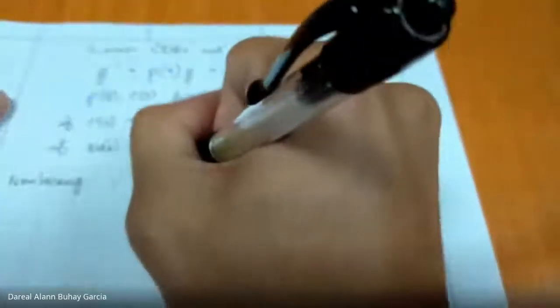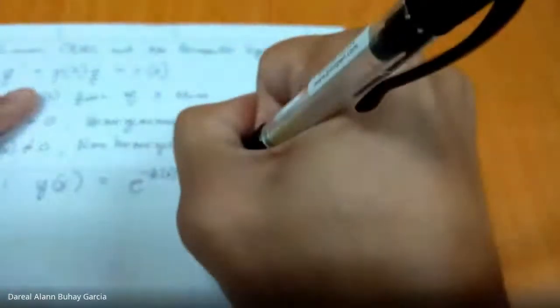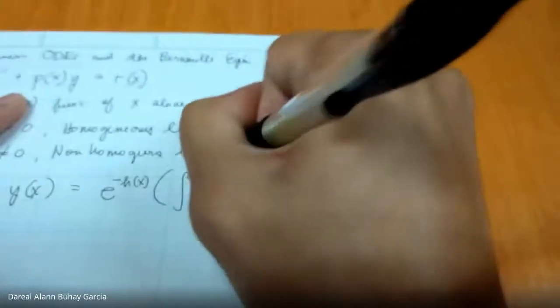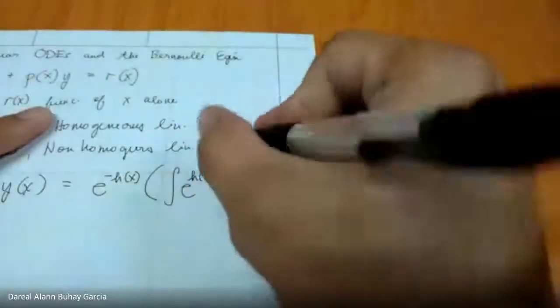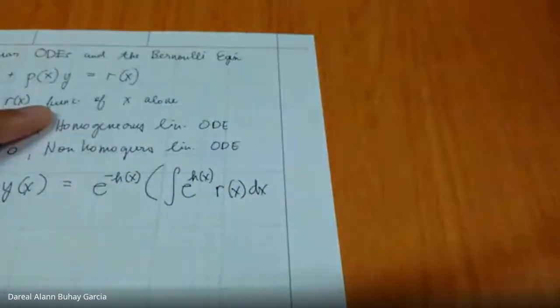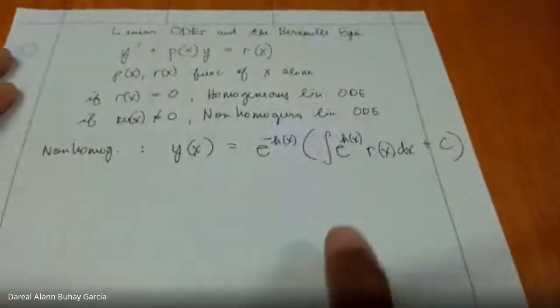The solution y of x would be equal to e to the power of negative h of x, times the integral of e to the power of h of x times r of x dx, plus c. That's it.